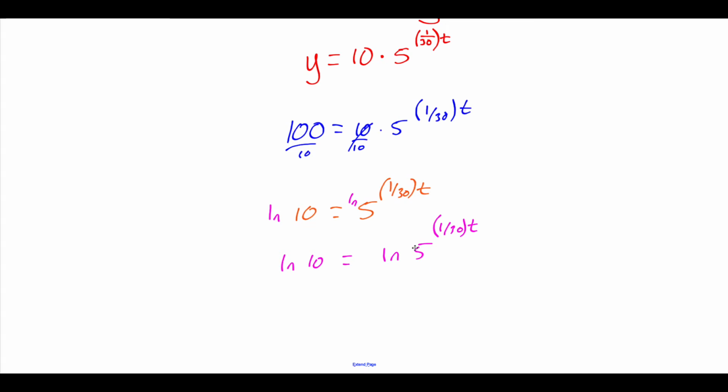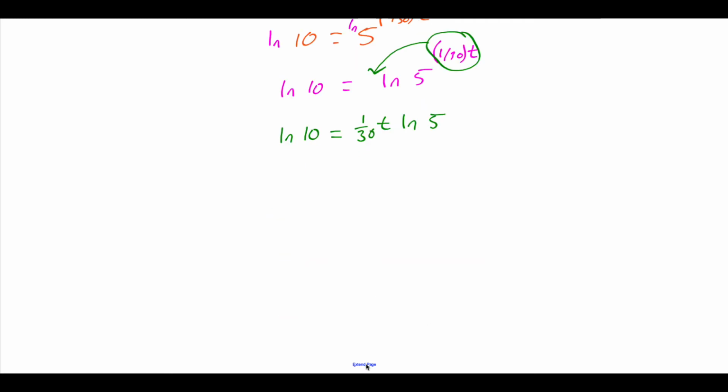And then what we're going to do is use a property of logarithms. One property of logarithms says that if you're doing a logarithm of something being raised to a power, you're allowed to take that power and drop it down in front of that logarithm. So then we'll have the natural log of 10 is equal to 1 over 30 times t times the natural log of 5.